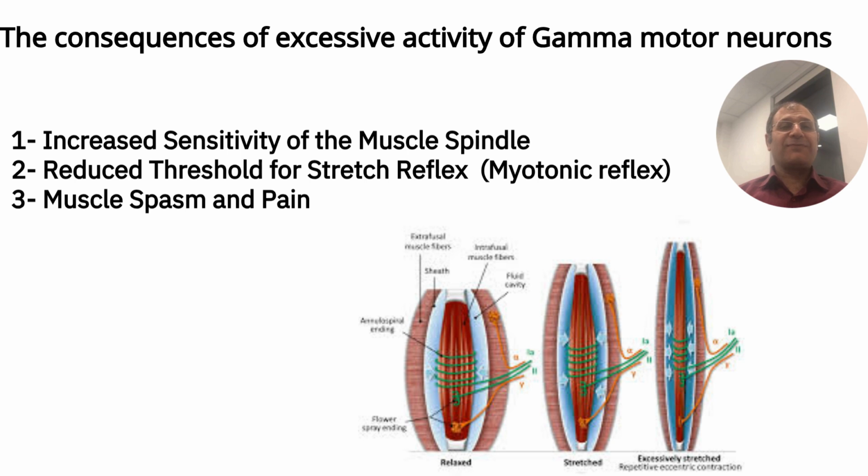3. Muscle spasm and pain. Excessive gamma activity can cause the muscle to remain in a state of contraction or spasm, as the spindle continuously signals the central nervous system to maintain muscle tension. This can contribute to pain and restricted movement.